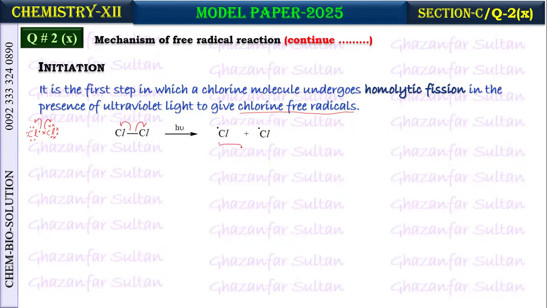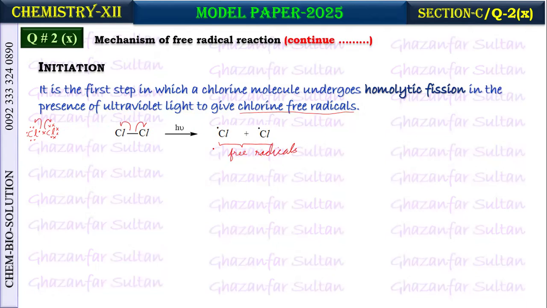If you mention it here and write it, that is very good. It's good to write free radical like this. So chlorine free radicals are generated.